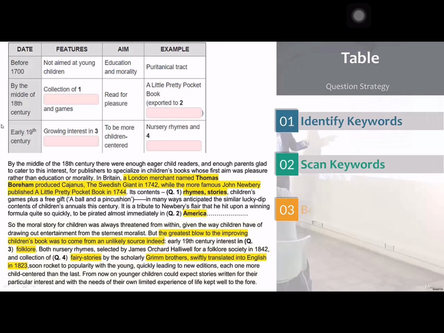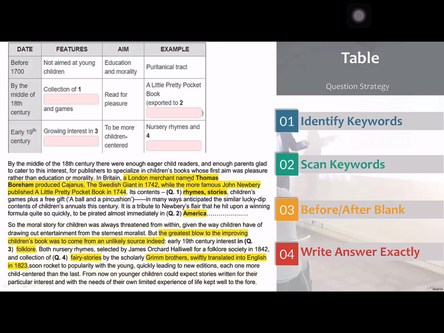Okay? And here is another example, okay, of a table. Before 1700, by the middle of the 18th century, early 19th century. And so for before 1700, we don't have anything. Everything is there. So before 1700 is really just a marker. Okay? Now, by the middle of the 18th century, collection of blank and games. Really straightforward. So, number one is right here.